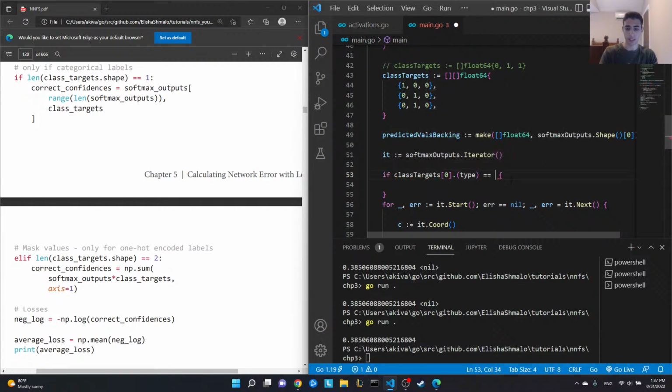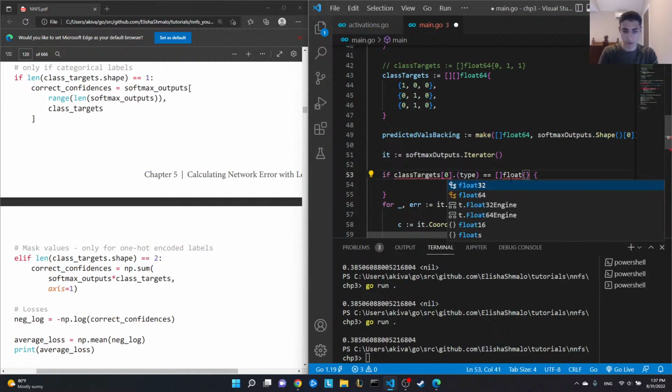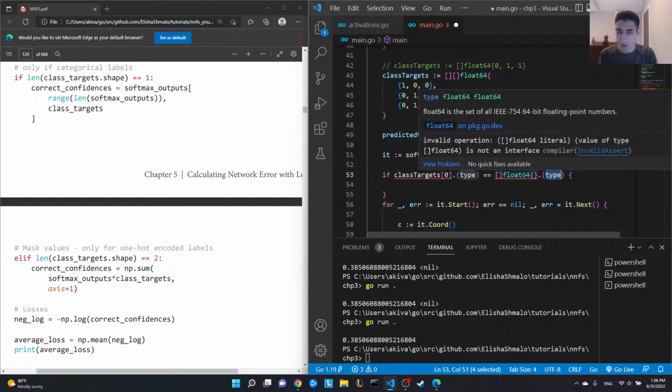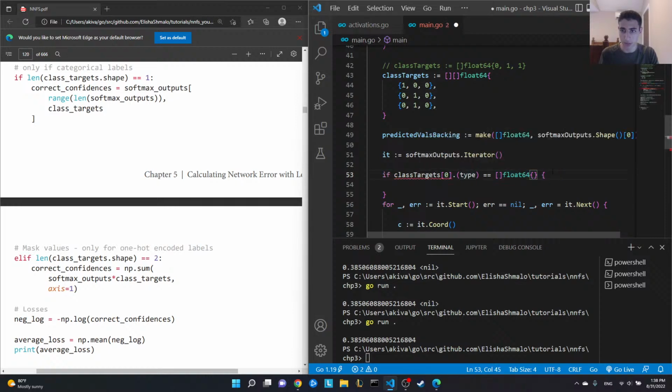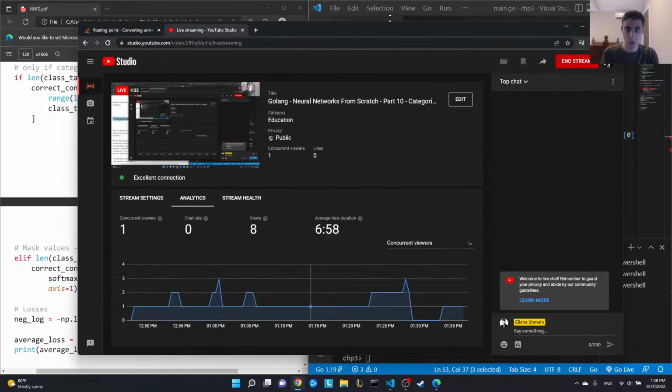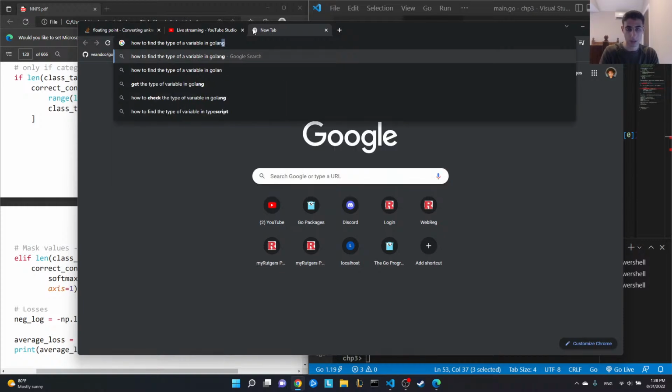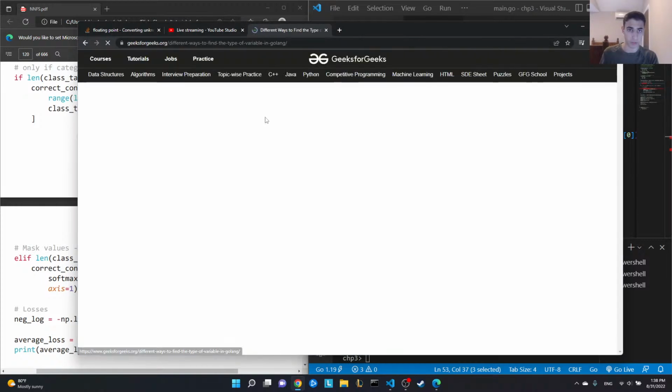How about we say if it equals float64 dot type. I think this would probably work. No. Okay, invalid operation: float64, literal value of type float64 is not an interface. So no, this only works for interfaces. So let's actually make a quick Google search. How to tell the type of a variable in Golang. Different ways to find the type of variable in Golang. I guess I've looked at this before.